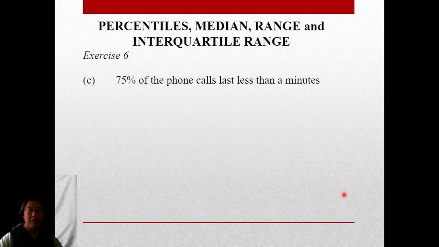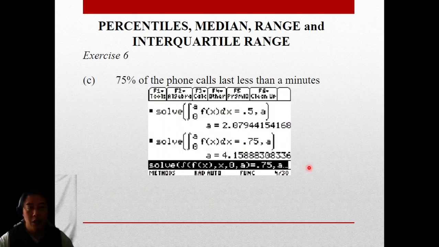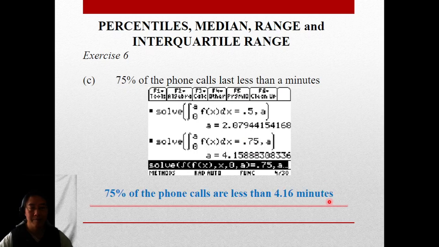All right, 75%. Substitute q by 75, we get less than 4.16 minutes. Same again, using a CAS, you should get the same answer.